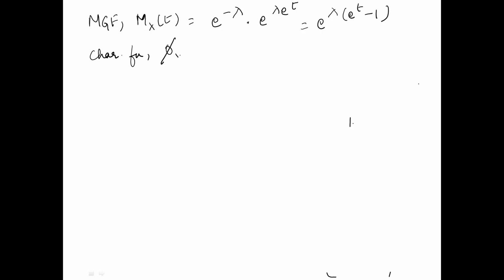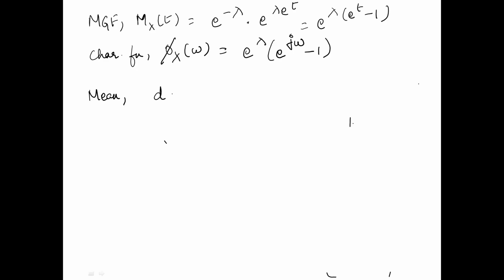So this is our moment generating function, and we can very well write our characteristic function, because we very well know that if we replace t by j omega, it's going to be our characteristic function. So this is our characteristic function. All right, and then we start finding the mean value.